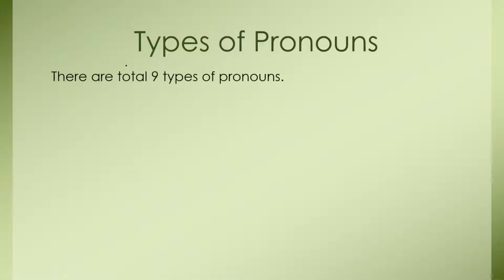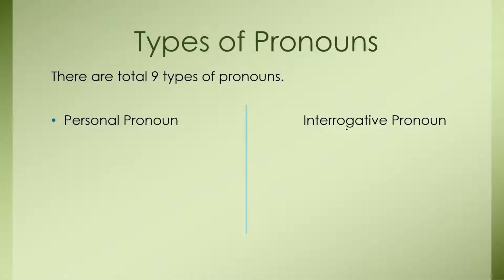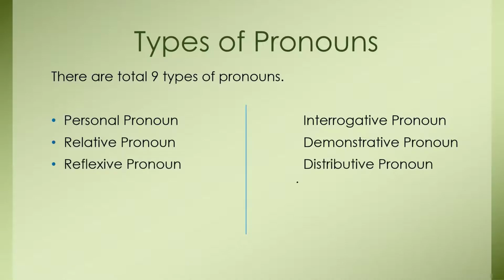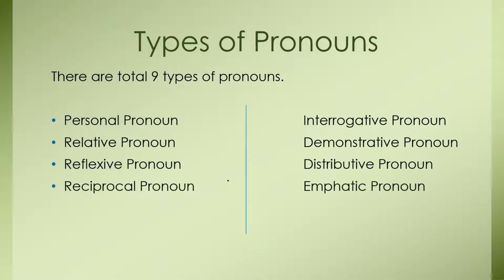Types of pronouns. There are a total of 9 types of pronouns. They are personal pronoun, interrogative pronoun, relative pronoun, demonstrative pronoun, reflexive pronoun, distributive pronoun, reciprocal pronoun, emphatic pronoun, and indefinite pronoun. An easy way, or an acronym, to learn these types of pronouns is PRIDE. P for possessive, R for relative, reflexive, and reciprocal, I for indefinite and interrogative, D for demonstrative and distributive, and E for emphatic.